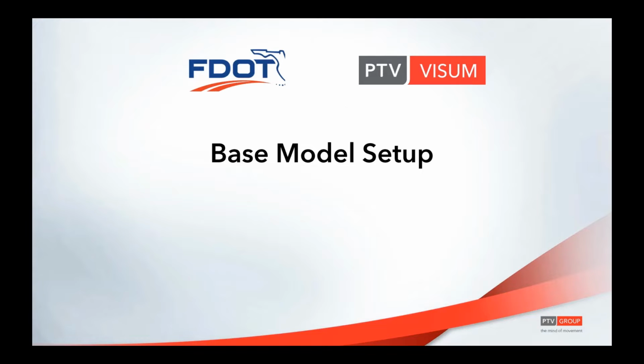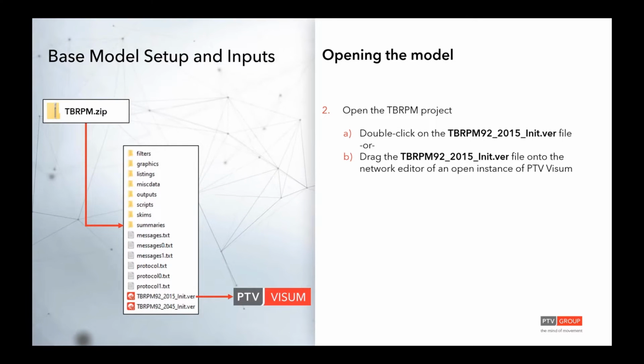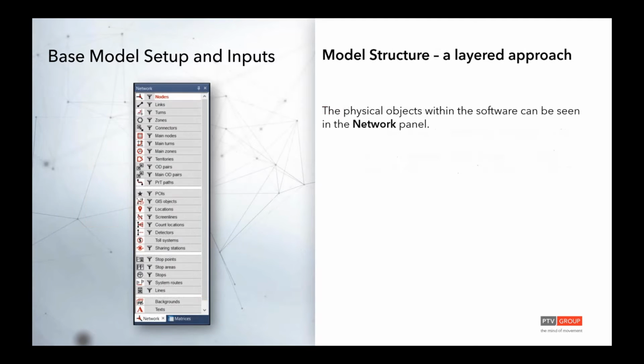might be familiar with. So to start out, if you haven't done so already, I believe we sent out a link, Adam. I'm not sure with the example files, but you'll get this TBRPM zip file, and then you'll be able to find the 2015 init .version file. Make sure you unzip that file, and then you can drag and drop that file into Visum, or you can double click on it or right click and say open with Visum.